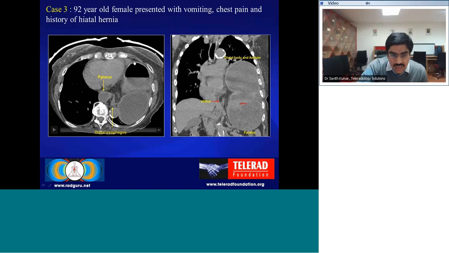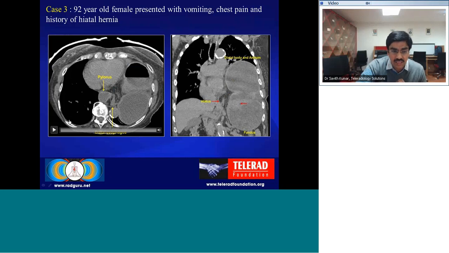So what do we see? We see a large hiatal hernia which contains a dilated stomach. So this is the pylorus of the stomach, this is the distal esophagus. Now on the coronal image, the stomach has a vertical orientation. So this is the diaphragmatic hiatus through which part of the stomach is herniating into the thoracic cavity.